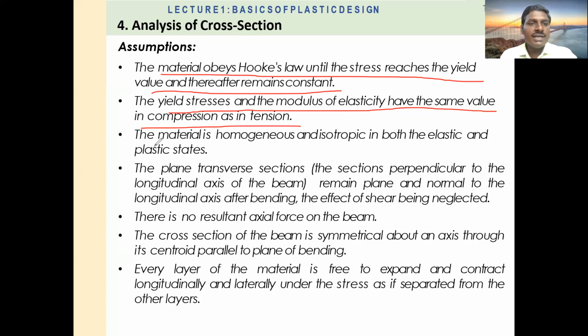Are you getting it? Then, the material is homogeneous and isotropic in both the elastic and plastic state. Homogeneous and isotropic, what does it mean? The material is made up of one piece. No joint is provided for this member. Whatever member we are testing or giving load on, the material is homogeneous. The steel rod is homogeneous. In industry, we make steel bars of 20-meter length. We keep them in the lab or in construction, that is another matter. But when we are testing this particular rod, at that time that rod is homogeneous.